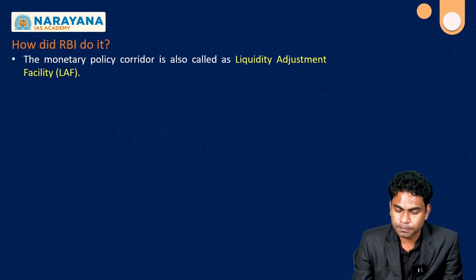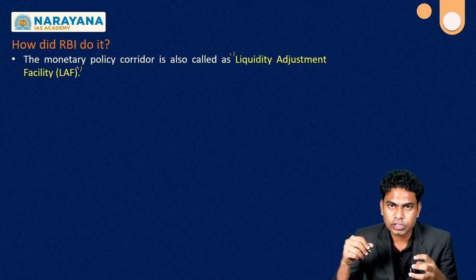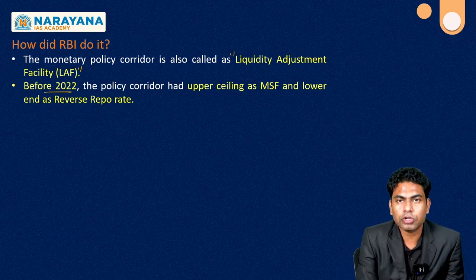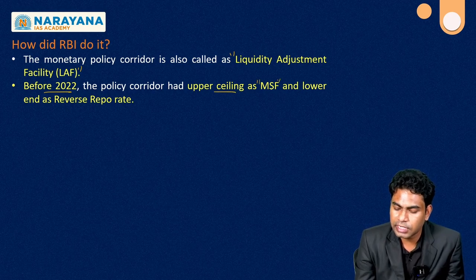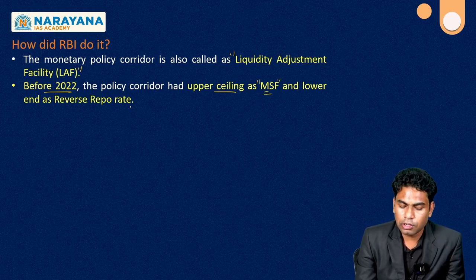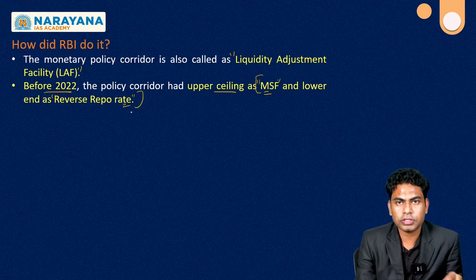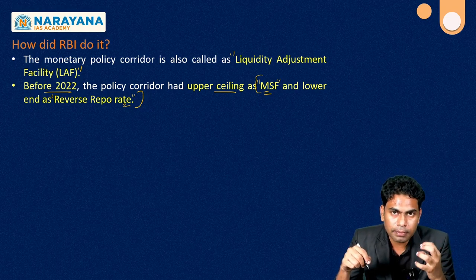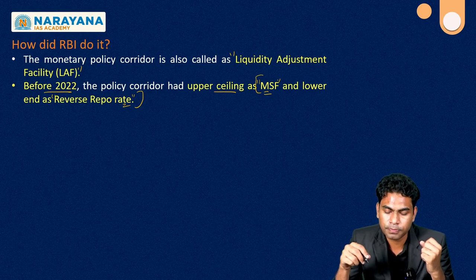Okay, so we are going to see how RBI is able to do it. Firstly, the ways that RBI utilizes to control the money flow in the market are called the liquidity adjustment facility. Before 2022, the upper ceiling was the marginal standing facility and the lower end was the reverse repo rate. So these two were primarily the instruments through which RBI was able to control money flow in the market.